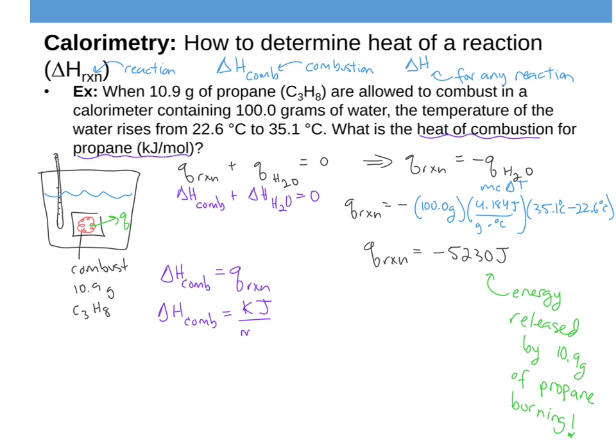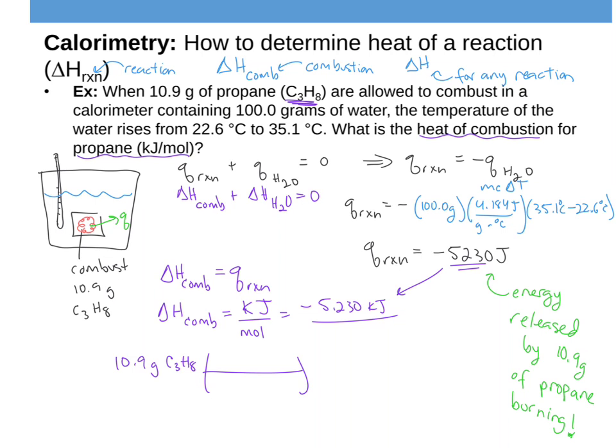Now, kilojoules, that's going to be easy enough. I can just take this number here and turn it into kilojoules. So that'll just be negative 5.230 kilojoules. Easy breezy. But I need to figure out the number of moles, right? Because I didn't have a mole of this. I only had 10.9 grams. But that's easy enough to do too, right? I know how to convert 10.9 grams of C3H8 into moles. All I need to do is figure out the molar mass of C3H8.